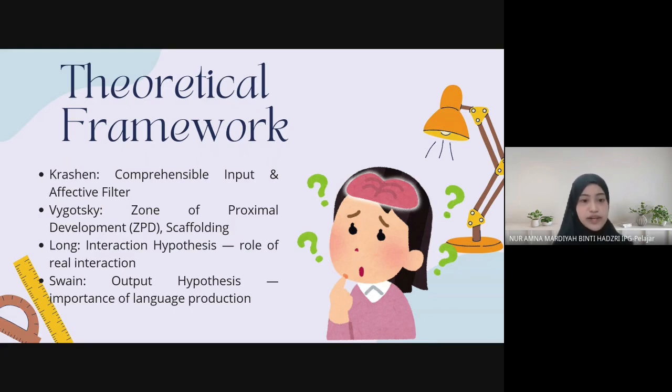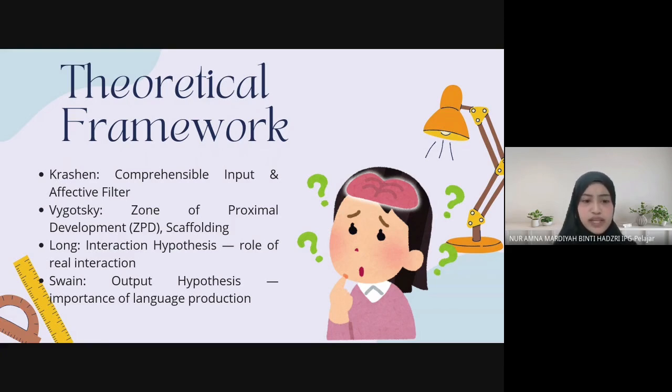The second theory is Vygotsky's zone of proximal development. This theory states that children learn best when guided by a more knowledgeable peer or adult. Scaffolding is crucial. In child A's situation, her teacher's role in guided discussions and her peers' involvement in role-playing helps bridge the gap between what she knows and what she can achieve.